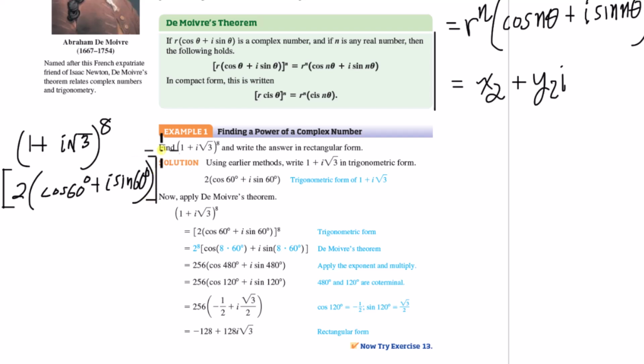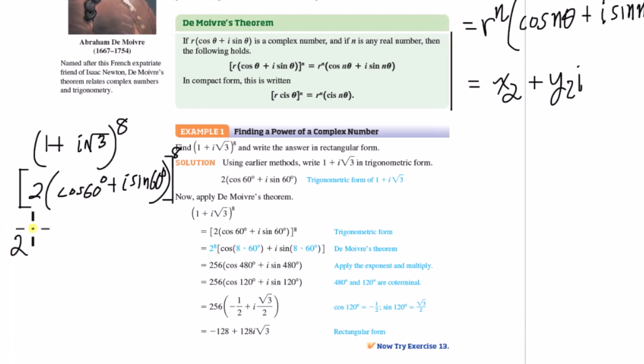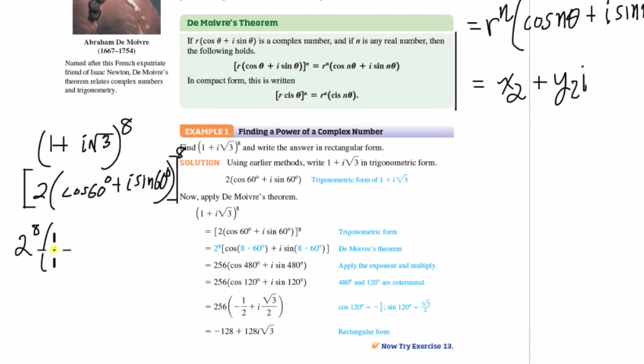the 8th power. Okay, and now this is easy. The result is going to be 2 to the 8th, and then 60 times 8 is 480. And that's it. 2 to the 8th is 256. Now, what they do, though, is when it comes to 480, they find the angle that's coterminal with 480 but between 0 and 360.